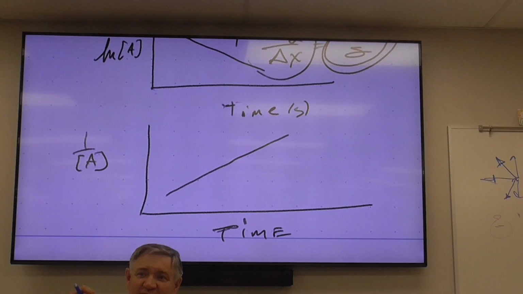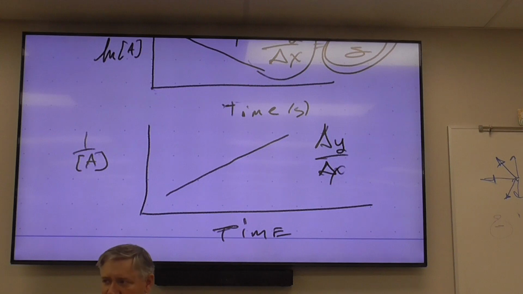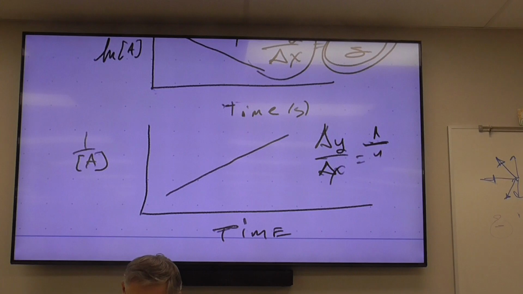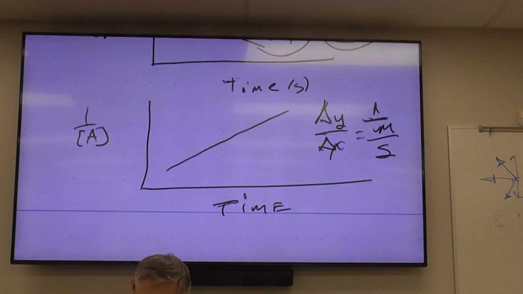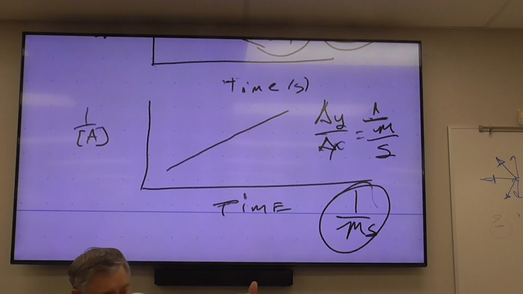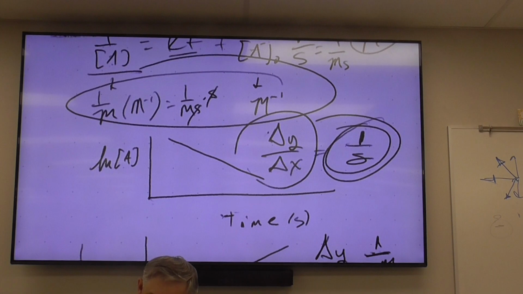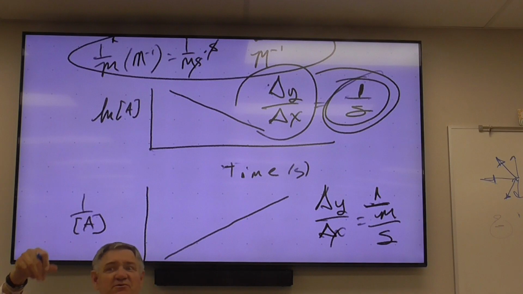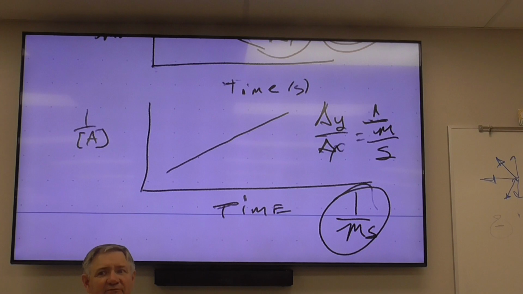Okay, now, if you look at the units on this, change in y over change in x. Cool. So my y value is 1 over molarity, and then my time is in seconds. And then that becomes 1 over molarity seconds. And again, that's why the units of k has to be 1 over molarity seconds. So then when I multiply it by seconds, I get 1 over molarity, which is what I need to have happen to make this whole thing work. Okay? Cool with that. All right?